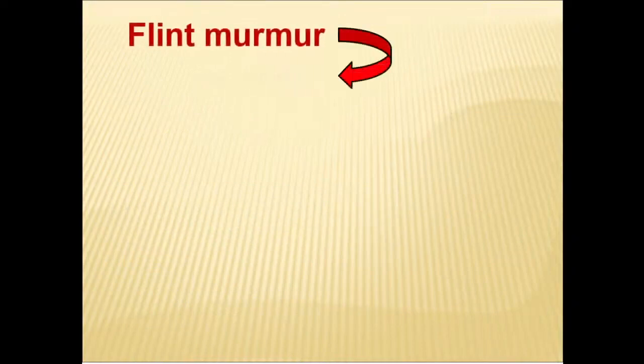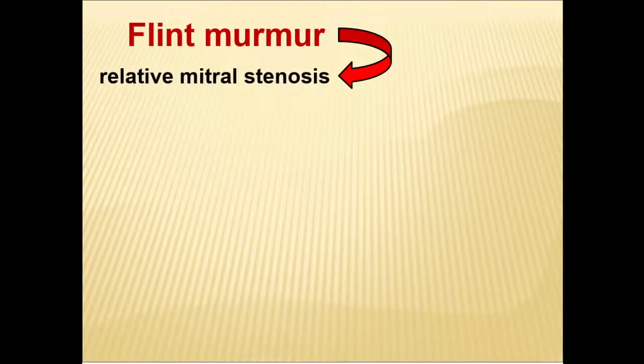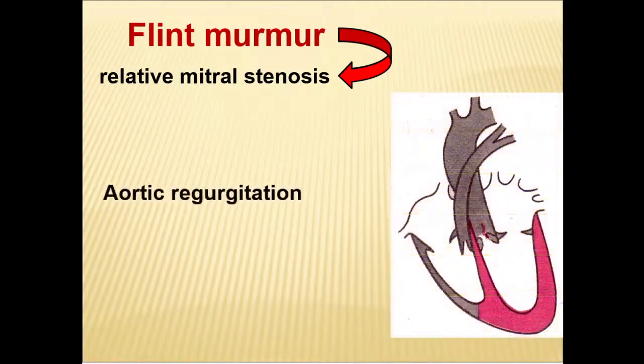Flint murmur. A murmur which appears due to relative mitral stenosis. And again, in mitral stenosis the mitral orifice diminishes. It is relative because it is not due to an anatomic defect, no pathological growth of connective tissue. Let's see why the mitral orifice narrows. Let's remember the heart defect aortic regurgitation.